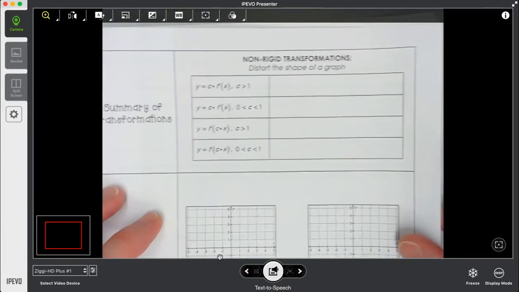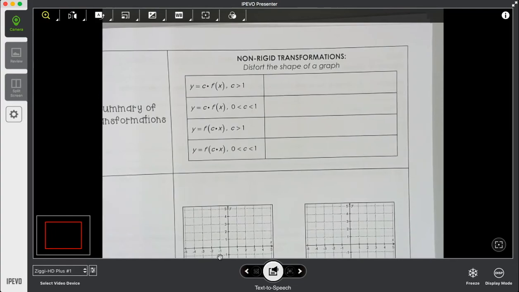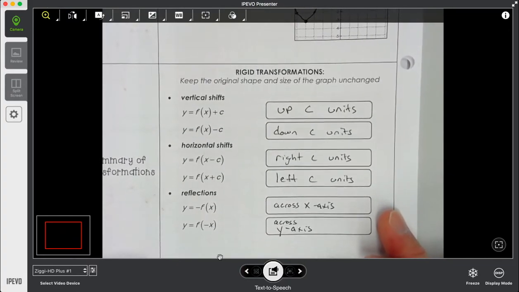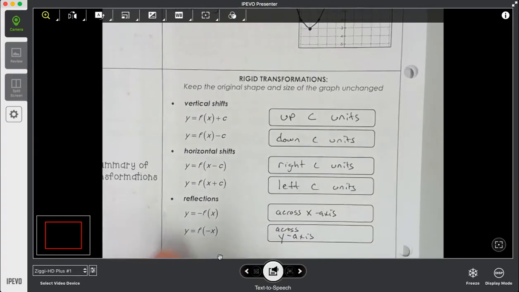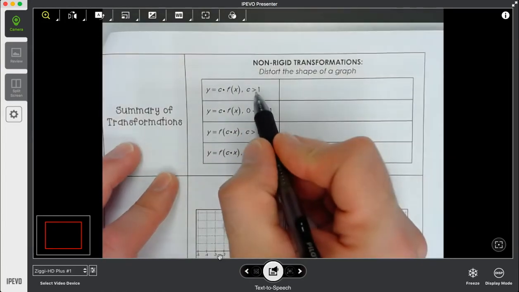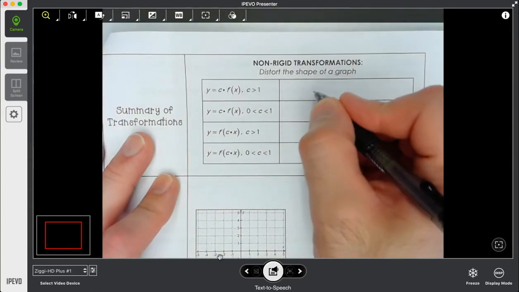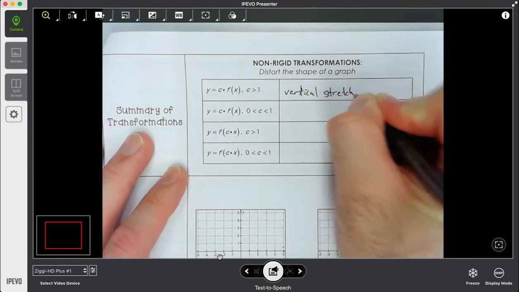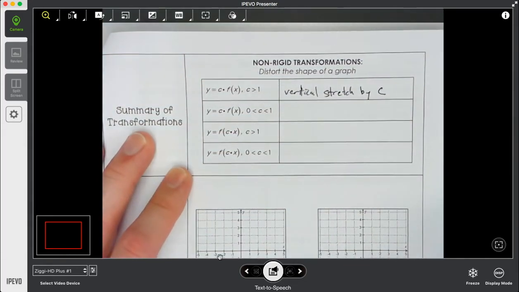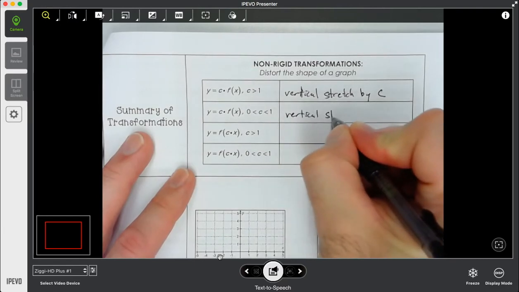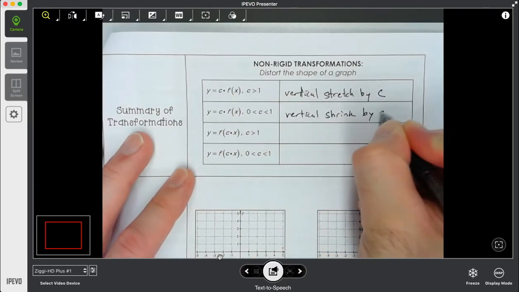All right, non-rigid transformations are ones that distort the shape of the graph. The few we just looked at are what we call rigid transformations. The size and shape doesn't change. That's like just moving or reflecting. However, when we stretch or compress, we're distorting the graph. If C is bigger than 1 and I'm multiplying my function by C, this is going to be a vertical stretch by C. And if C is between 0 and 1, that's going to be a vertical shrink by C.